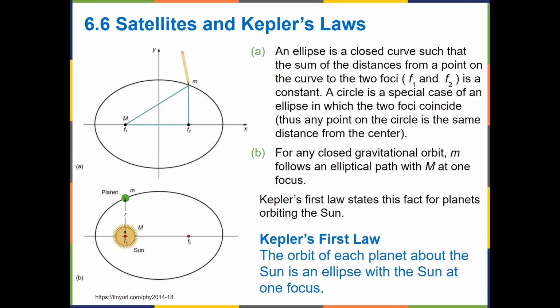And a lot of times, because the foci are close to each other, the orbit looks like a perfect circle. For example, the Earth's orbit is pretty much a circle, slightly not so perfect, but we can treat it as just a circle for most of the planets that we see in the solar system.